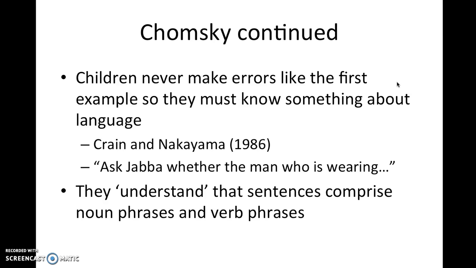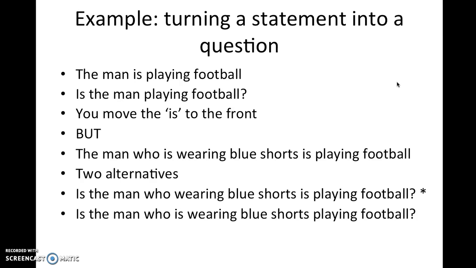Now, if we read that question, we want to know whether he's playing football, not whether he's wearing blue shorts. So we're asking a question about what he's doing, in other words, about the verb phrase. Kids know that if you're trying to ask a question about the verb phrase, you need to take the "is" that applies to that verb phrase, not the "is" that applies to the noun phrase.